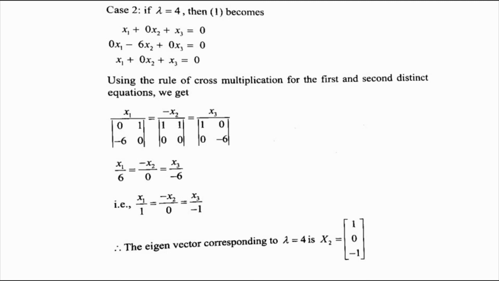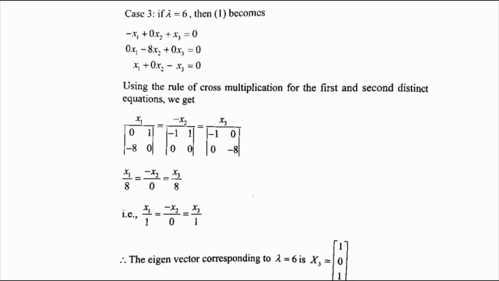In the same way, we can do the third case, that is if lambda is equal to 6, and same way we can consider the equations. Here also we need to take the distinct equations. So let us consider the first equation and second equation because the first and third look alike, and we do the cross multiplication rule, and we find the values to be 1, 0, 1, and therefore the eigenvector corresponding to lambda is equal to 6 is 1, 0, 1.